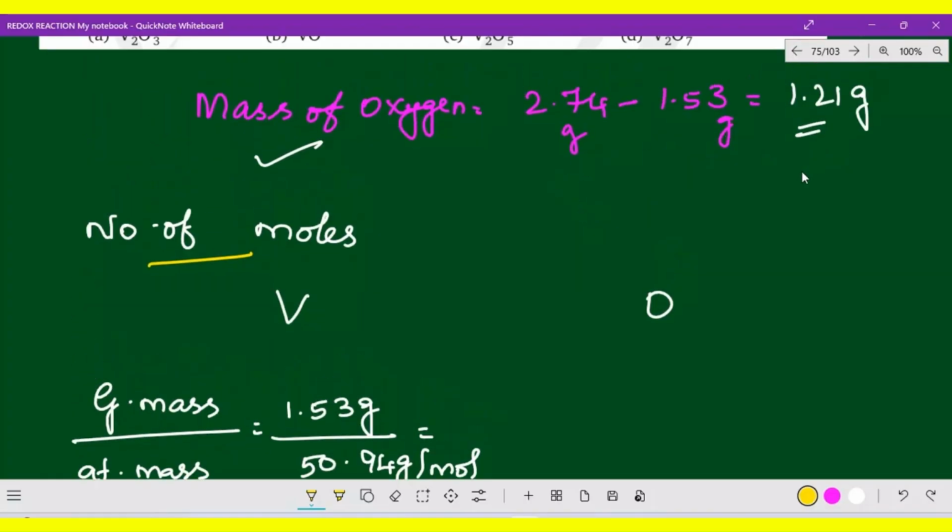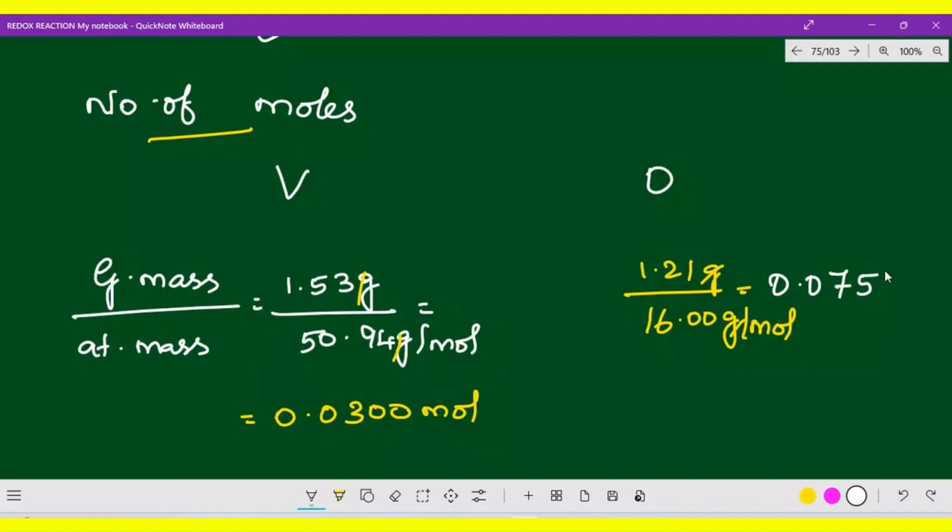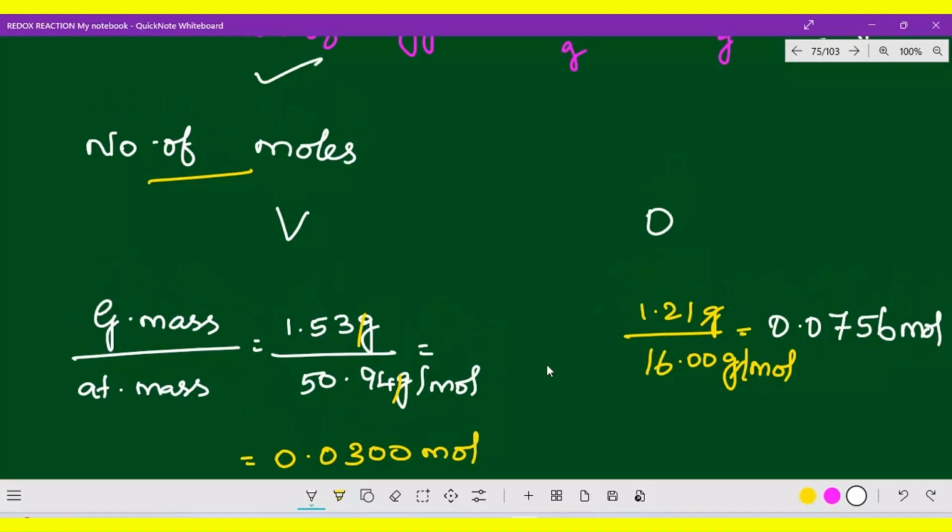And the same way for oxygen. Just now we found the oxygen mass, that is the reason I found the oxygen mass, to identify the number of moles. That's also given mass by molecular mass. So the number of moles of oxygen: mass of oxygen 1.21 divided by atomic mass of oxygen, 16 gram per mole. Gram and gram cancel. You'll be getting 0.0756 mole. Okay, now number of moles both we found.